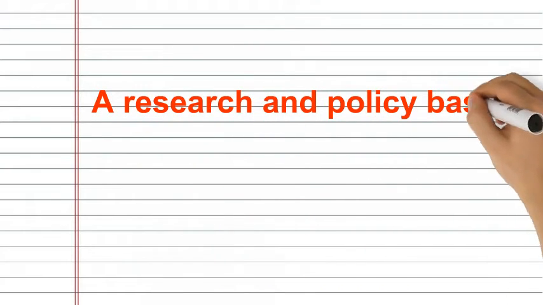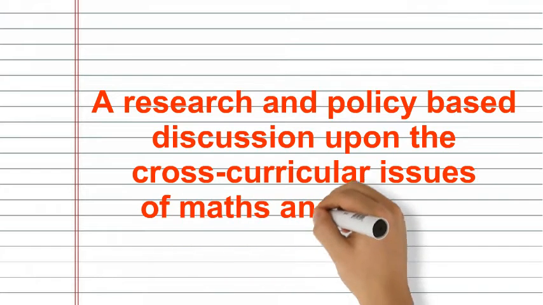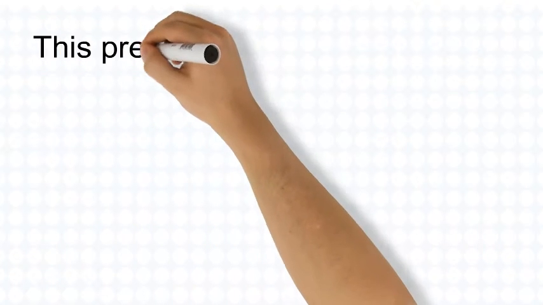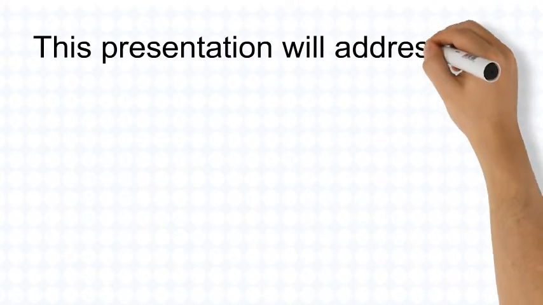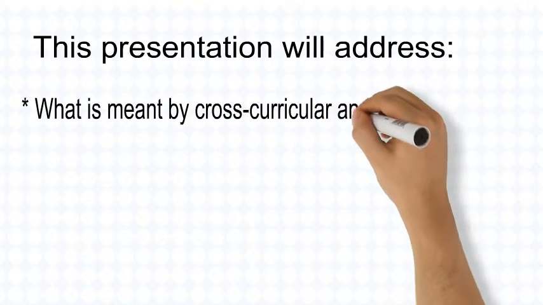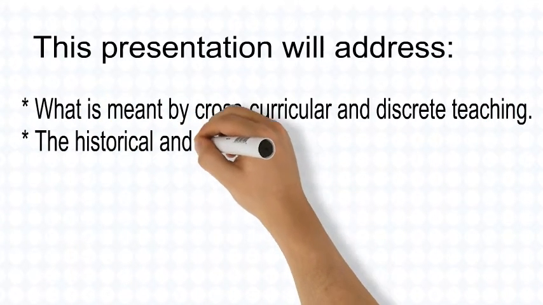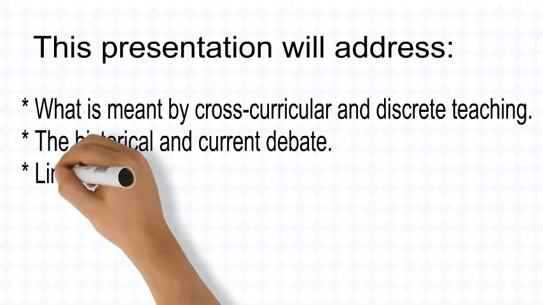A research and policy-based discussion upon the cross-curricular ideas of maths and science. This presentation will begin by looking at what is meant by cross-curricular and discrete teaching. It will move on to look at the historical debate leading up to the current arguments of today. The presentation will address pedagogical and organisational issues.